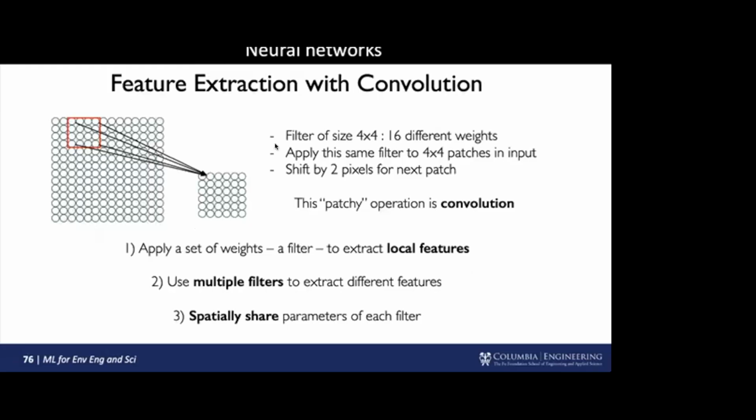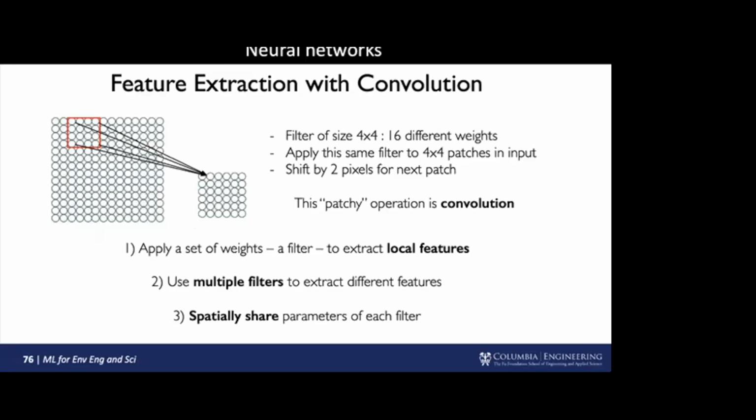Okay, here's how convolution works in practice. So we choose a small filter, again in this red box. For example, here we have a 4x4 window with 16 weights. We apply this same filter to a local patch of the image, computing a weighted sum and getting one output value. Then we slide the filter across the image, here by 2 pixels, and repeat the same computation on the next patch. This sliding patch-by-patch operation is called convolution.